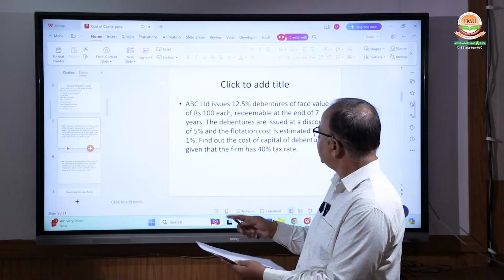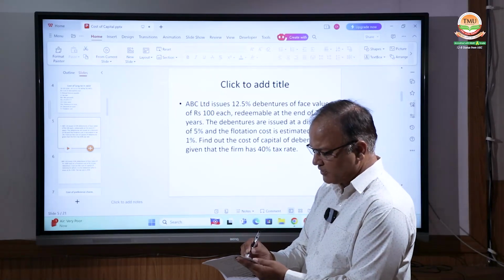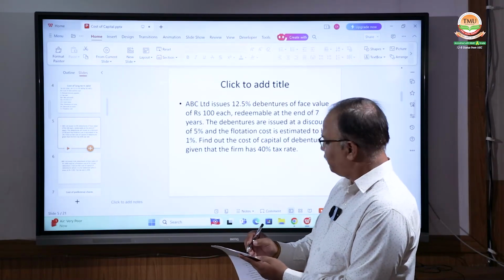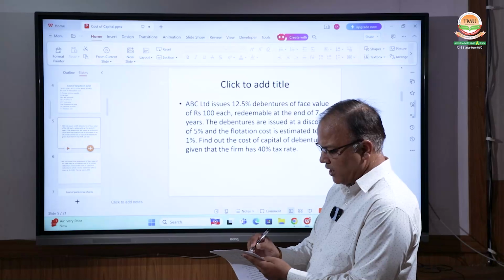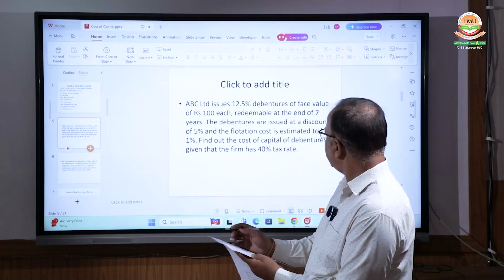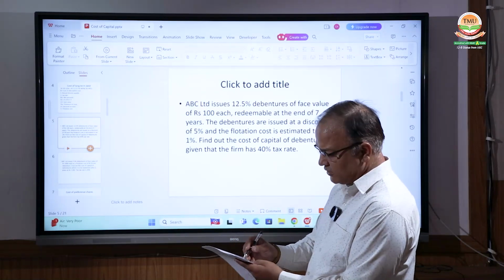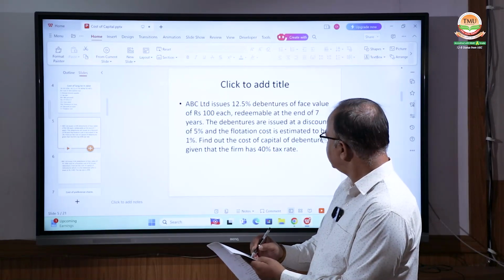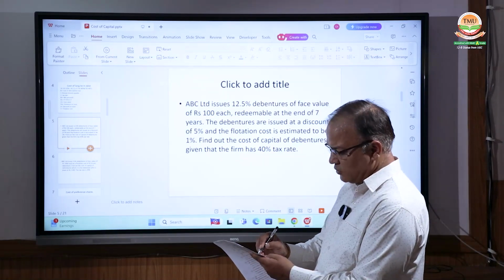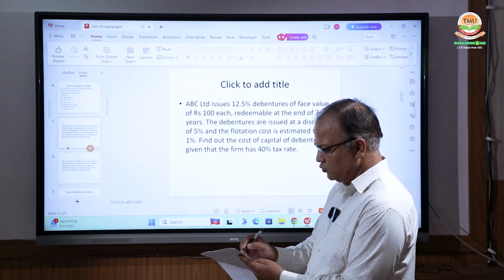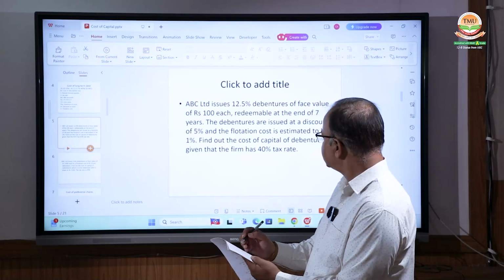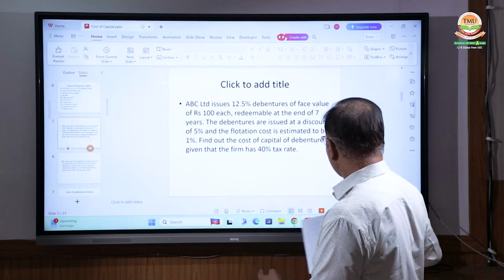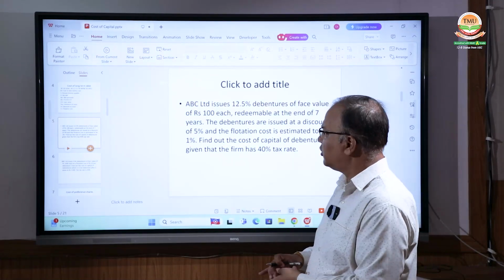Write down some important things. 12.5%, face value, flotation cost 1%, discount on issue, it is 5%, tax 40%. Find out the cost of capital.